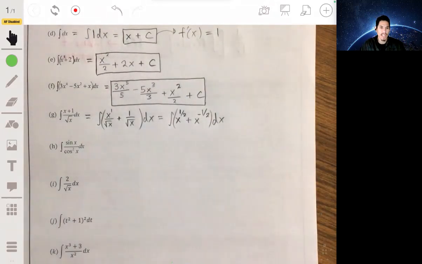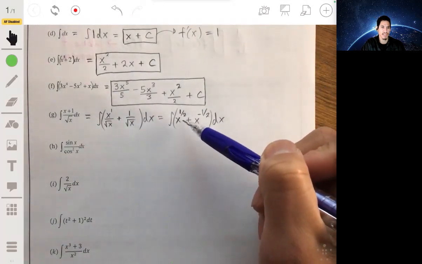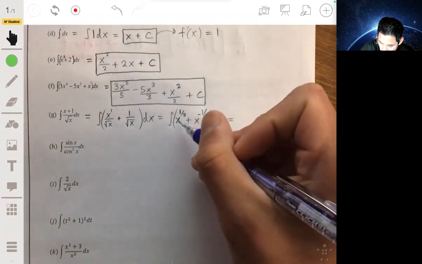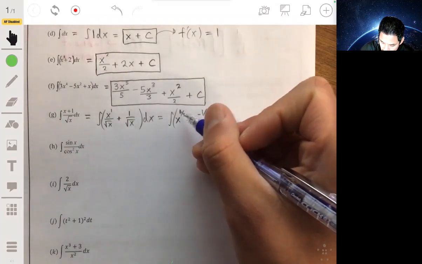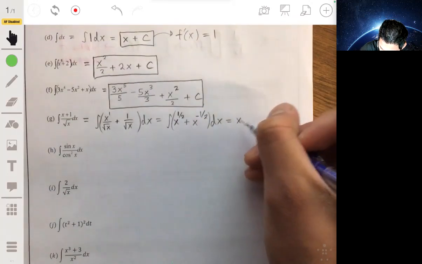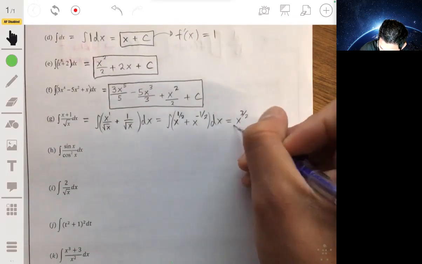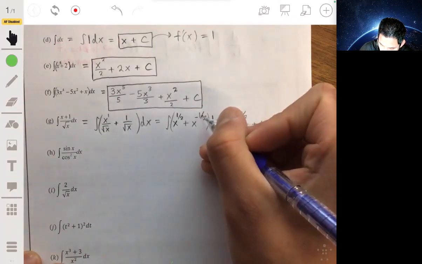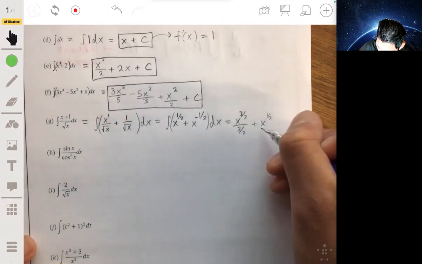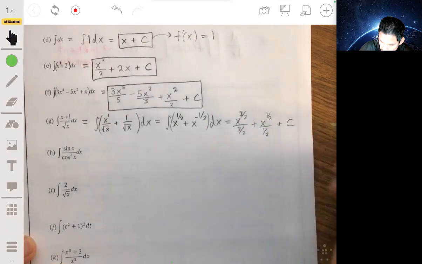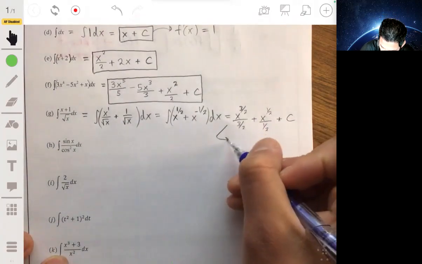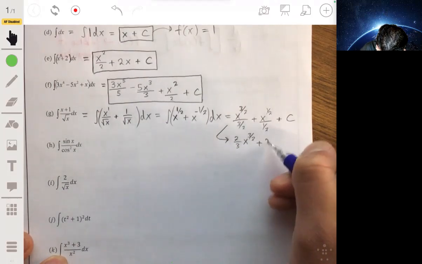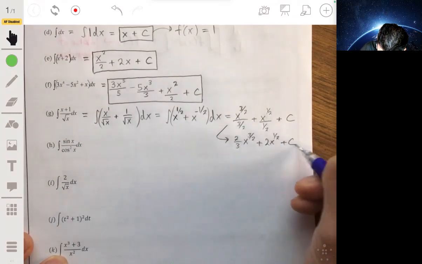So when you break it up like that, it's easier to integrate because then you just integrate each term one by one. And you can see that the first one will be x to the 3/2. You add 1 to the exponent, so x to the 3/2 divided by 3/2, plus x to the 1/2 divided by 1/2, plus c. And then just simplifying, you'll get 2/3 x to the 3/2 plus 2x to the 1/2 plus c.